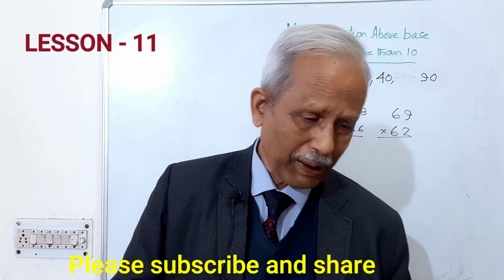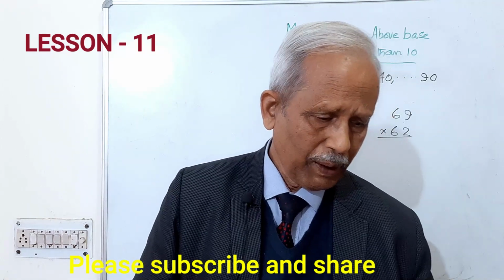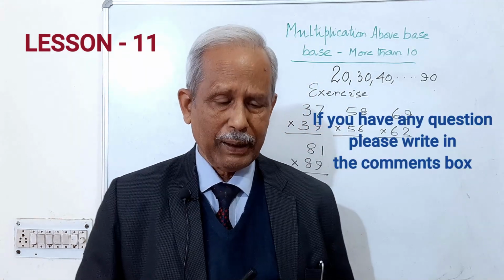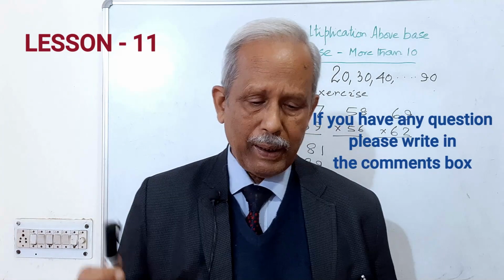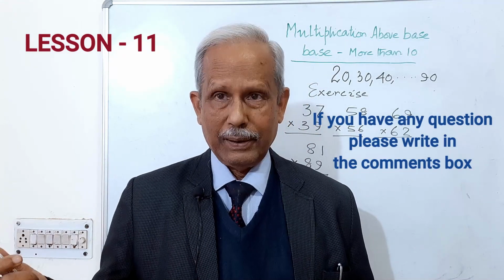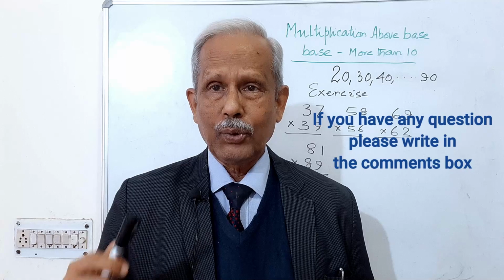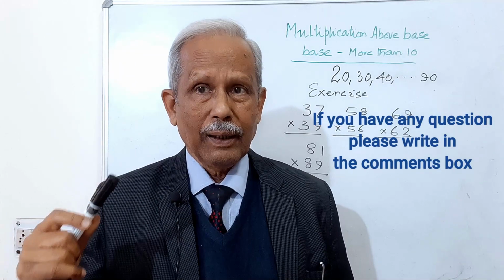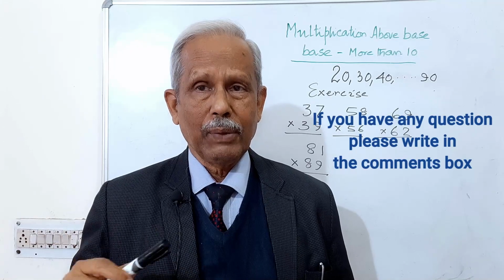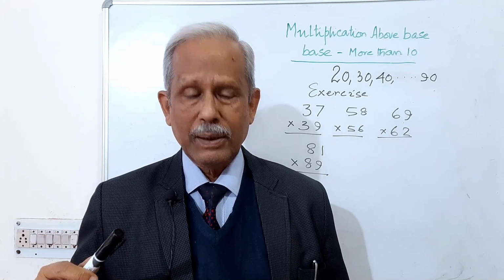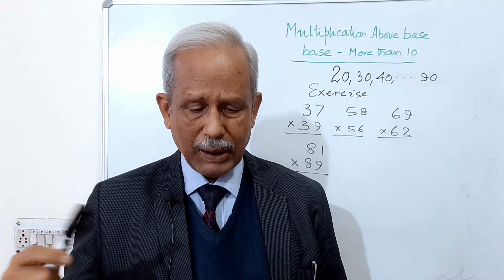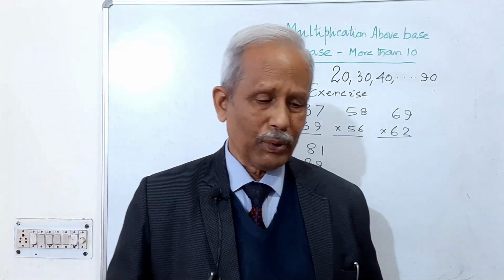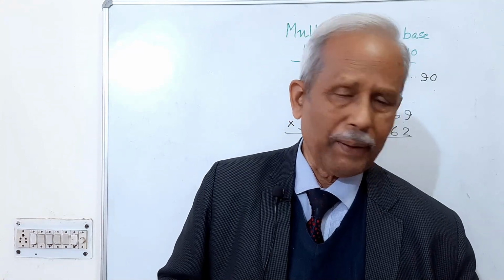Well, what are we going to do next time? Next time we are going to do something similar, multiplying numbers above the base where the base is more than 100. More than 100 means when the base is 200, 300, 400, up to 900. Earlier we had seen where the number was below the base. Now we will see the number above the base, with the base a multiple of 100, such as 200, 300, 400, up to 900. That's what you're going to see next time.